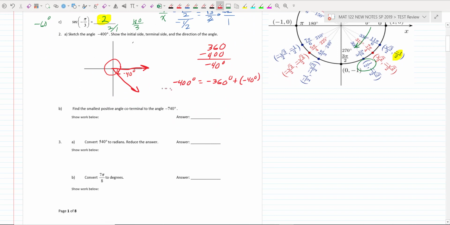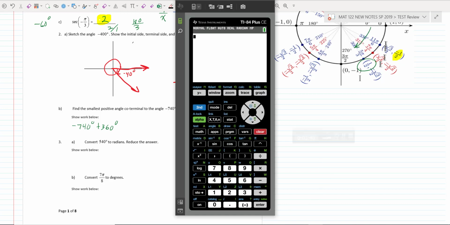Okay, all right, and the next thing we want to look at is what is the smallest positive coterminal angle to negative 740. Well, what you're doing on this is you're just adding 360. There's a couple of ways I showed you how to do this. So if I was to just take a calculator, we're going to do negative 740 plus 360. This will still be a negative angle. So that's going to give negative 380.